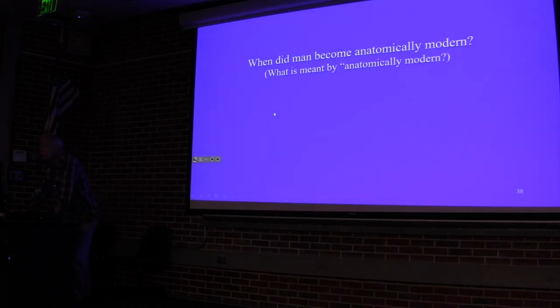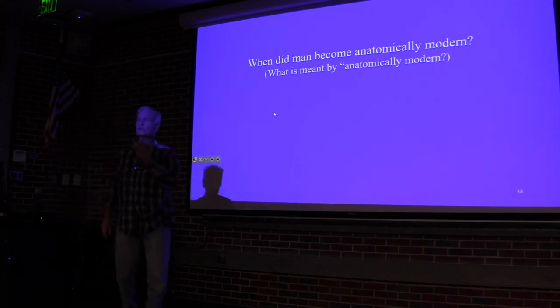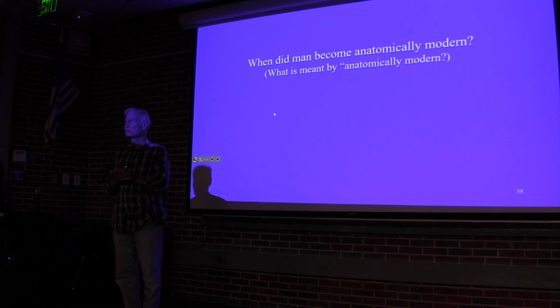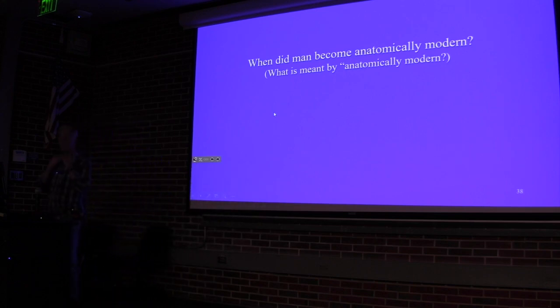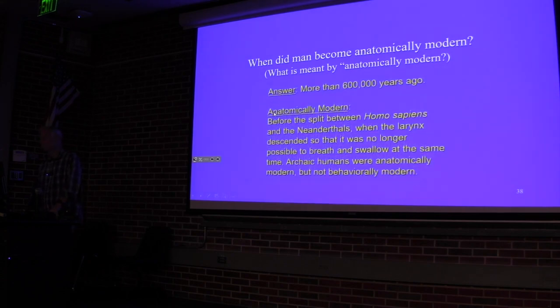When did man become anatomically modern? Was Neanderthal, could he swallow and breathe at the same time? Turned out he was like us. He could not. The larynx did descend, perhaps not quite as fully. Some of the reconstructions suggest that maybe he had a little trouble with "ah." It was more like "uh" instead of "ah." So he talked with an accent.